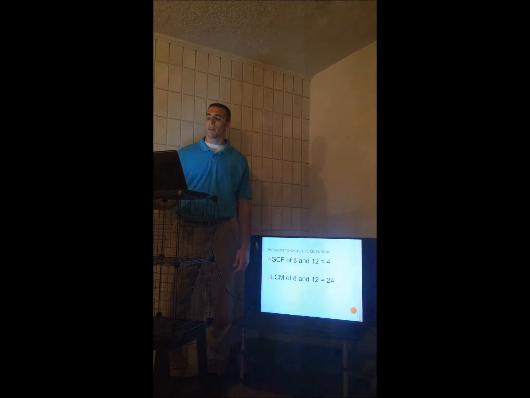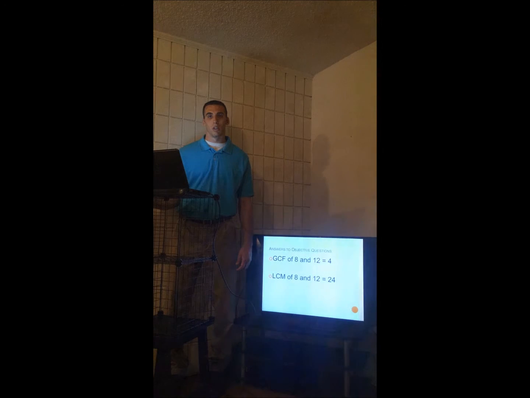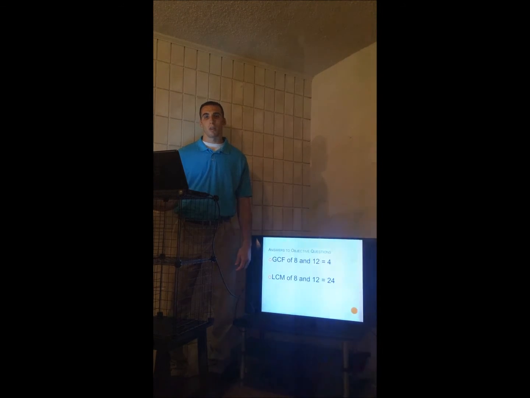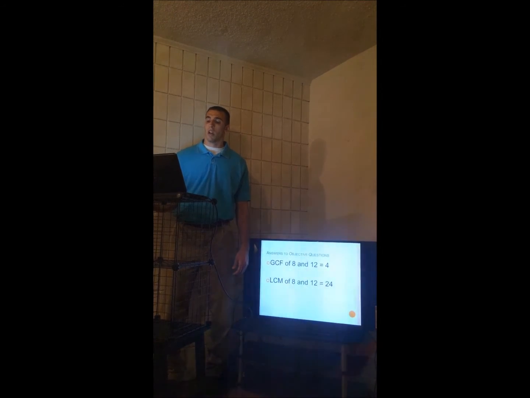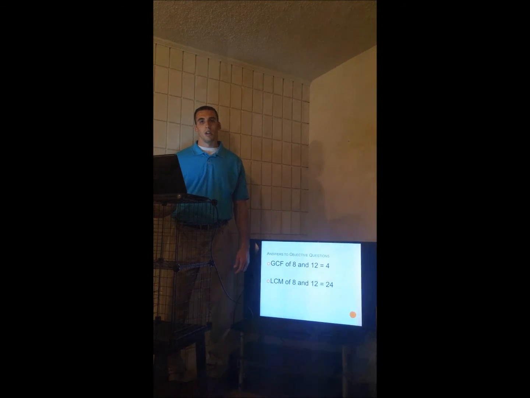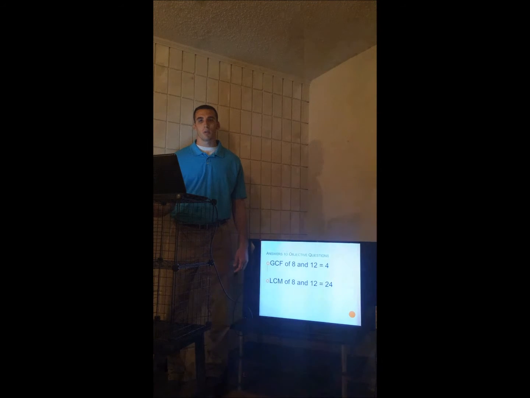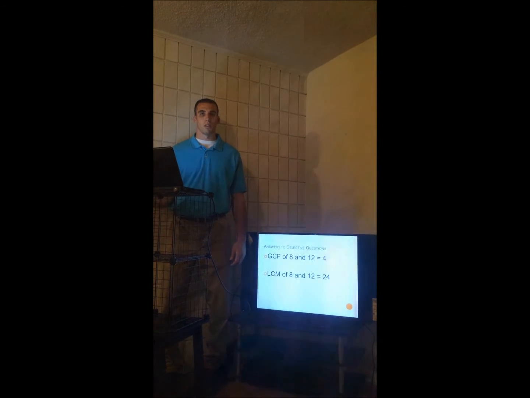So the greatest common factor of 8 and 12 is 4. As we factor out the number 8, we find that the greatest common factor is 4. And we factor out the number 12, the greatest common factor is 4. And the least common multiple of 8 and 12 is 24. Because 8 times 3 is 24, and 2 times 12 is 24, which is the least common multiple of the two numbers.